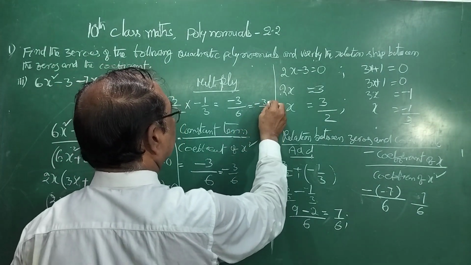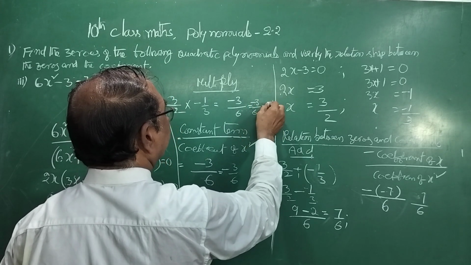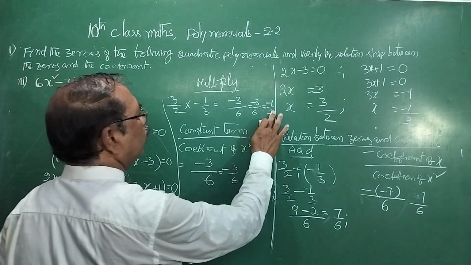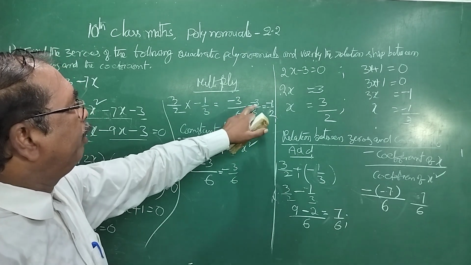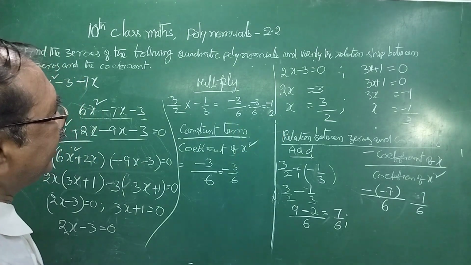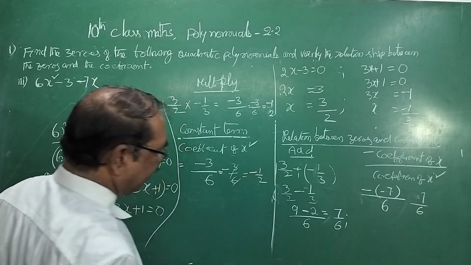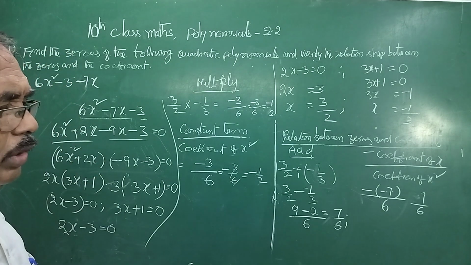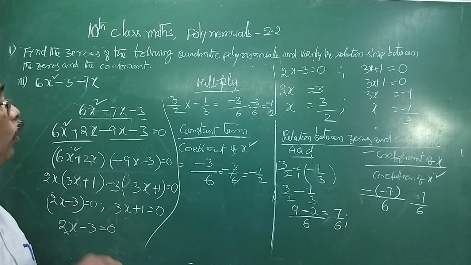3 how many times goes in this? Minus 3 by 6 is equal to minus 1 by 2, because 3 goes in 6 two times. Here also we can strike off. Minus 1 by 2 is the answer. What we did here: we found the zeros of the polynomial and the relationship also. Just I will explain in Telugu also.